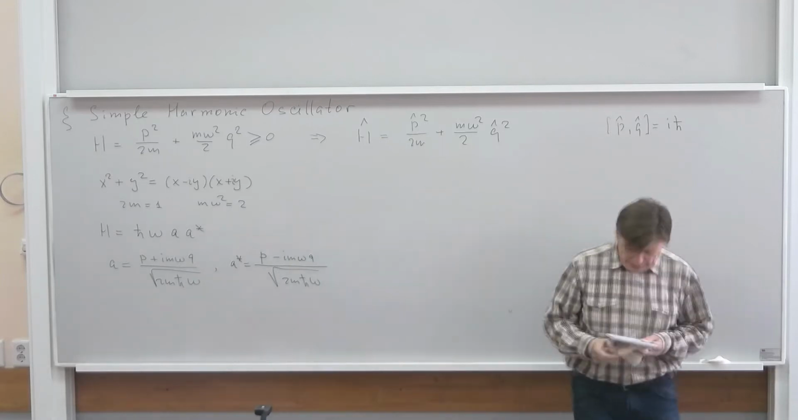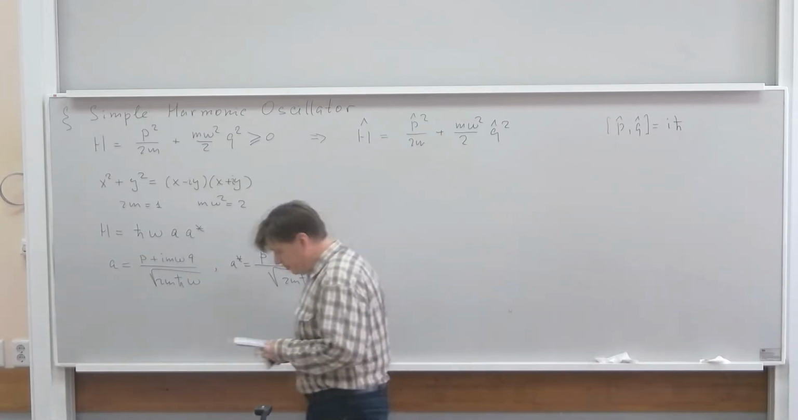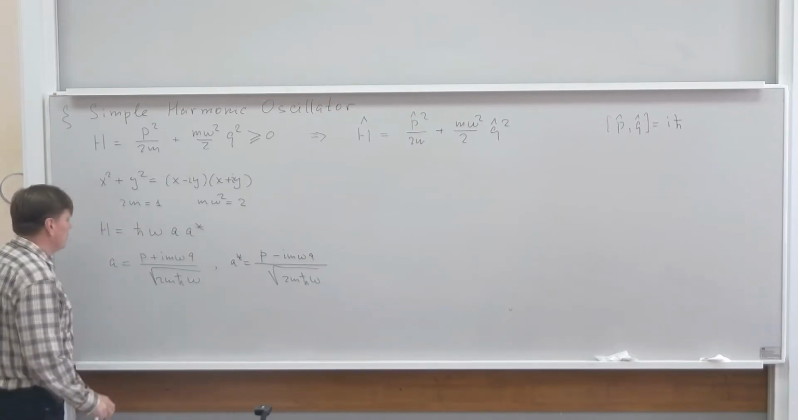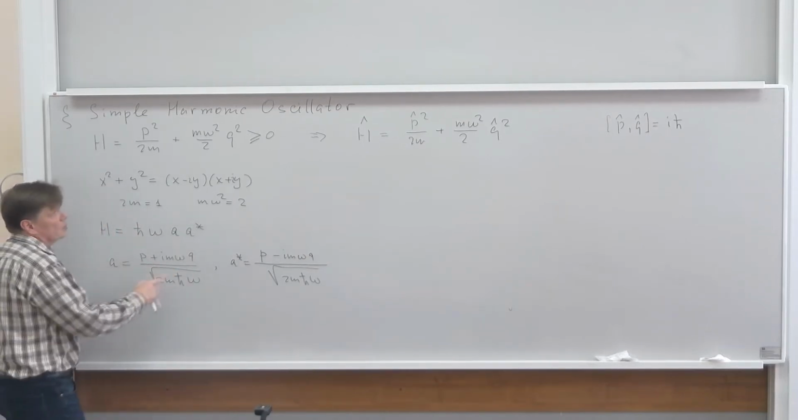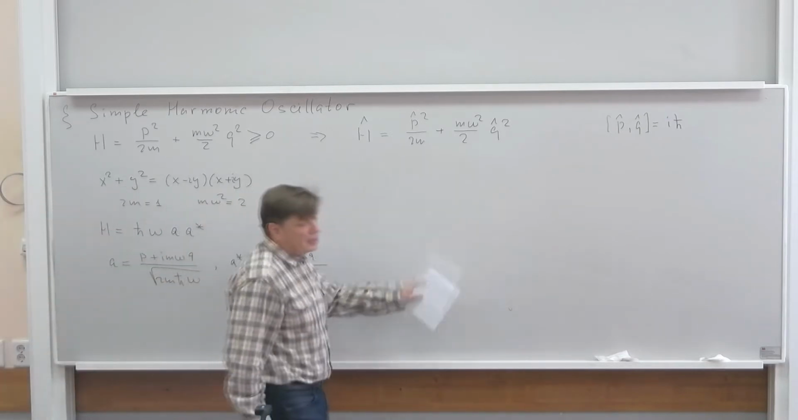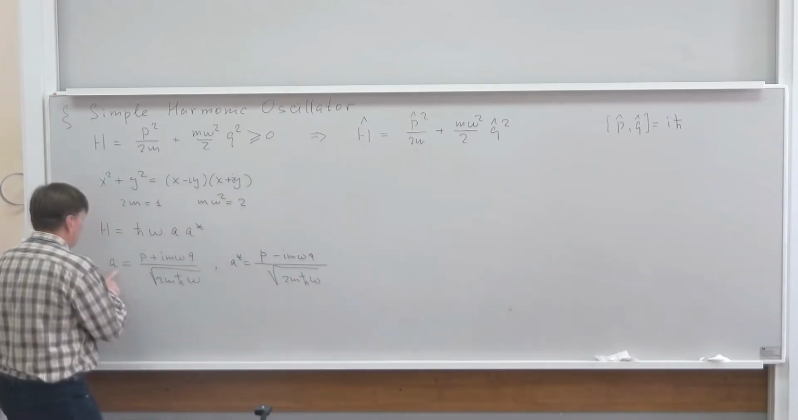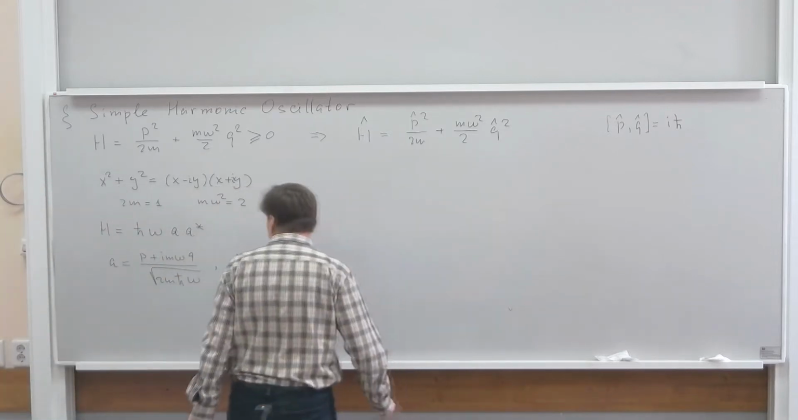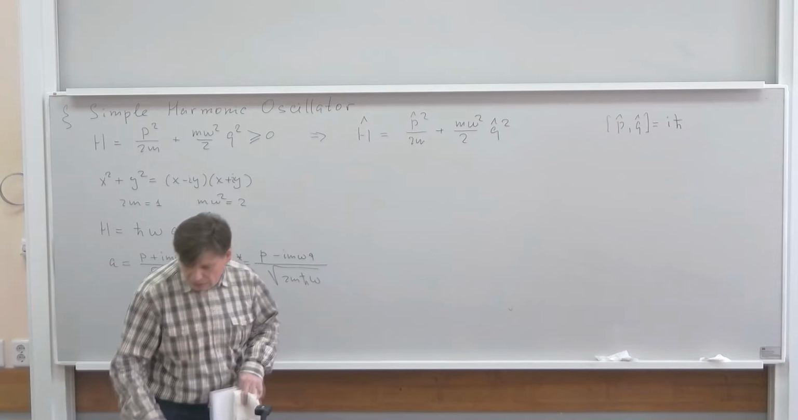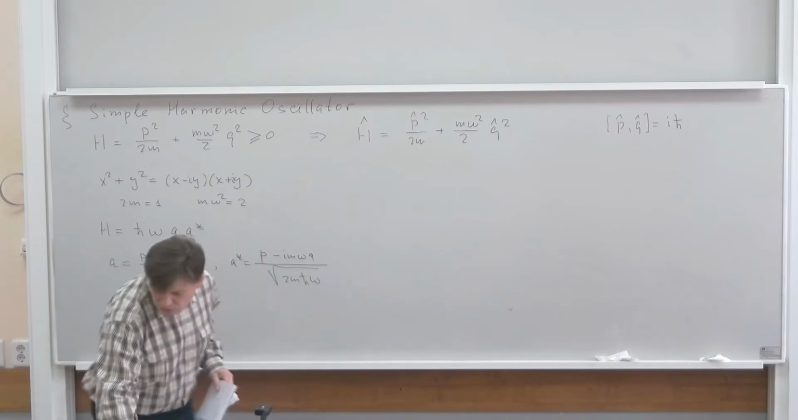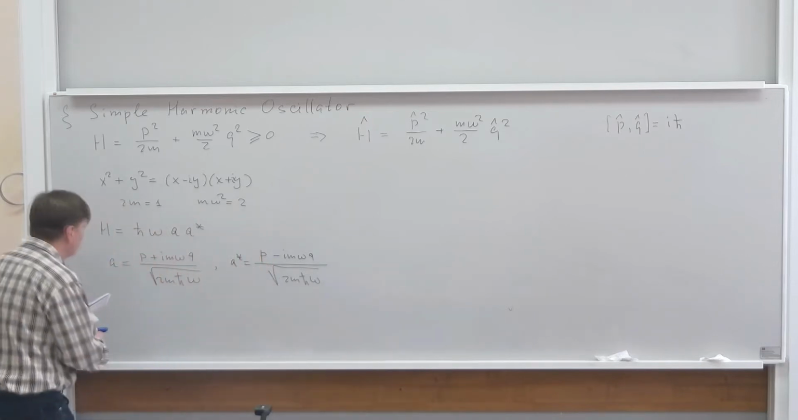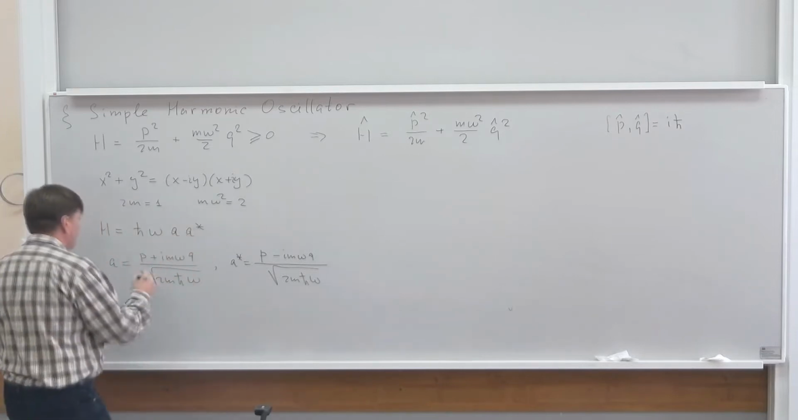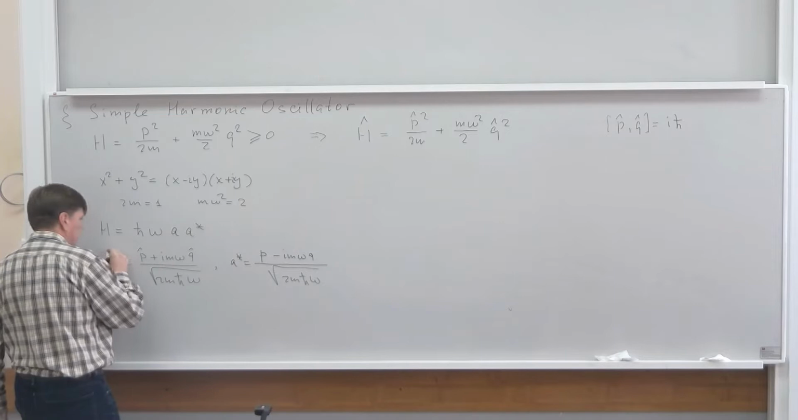Okay. Now, upon canonical quantization, when we replace P and Q with the corresponding Hermitian operators, these variables A and A star become a pair of operators. Again, to construct these operators, we just put hats on P and Q.